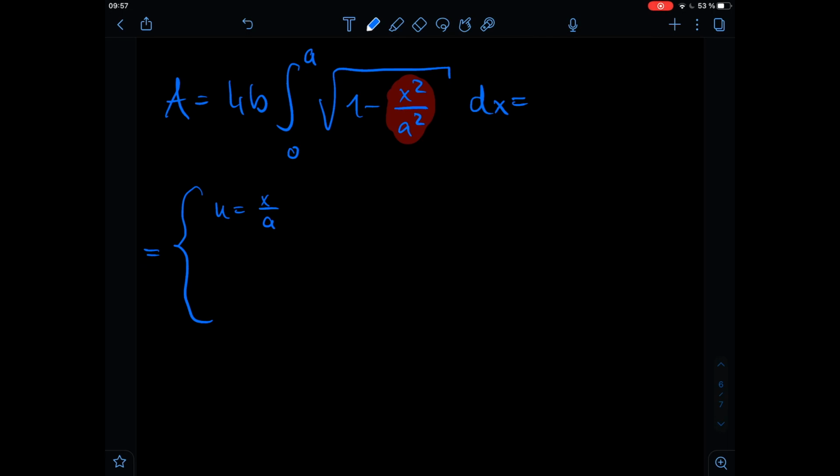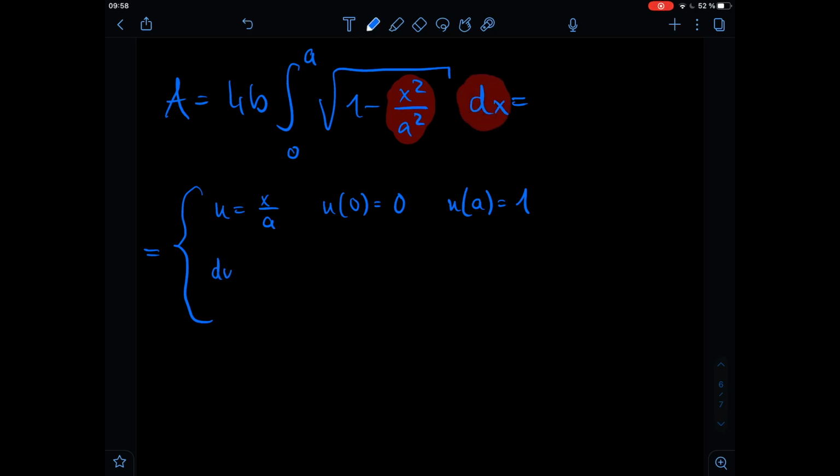So this means if we transform the limits of the integral as well, then we have u of 0 is 0 because we just plug in 0 for x, and u of a is just 1 because we plug in a for x, and then we have a divided by a, and this is just 1. Alright, so we have transformed the limits, but we also need to transform the infinitesimal element dx. So how are we going to do this?